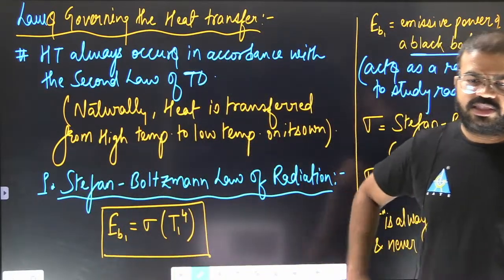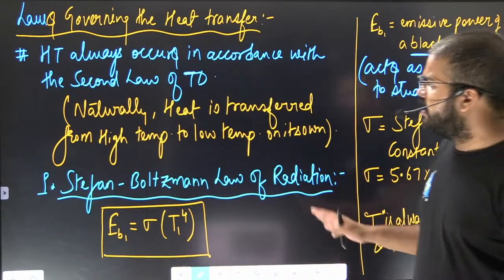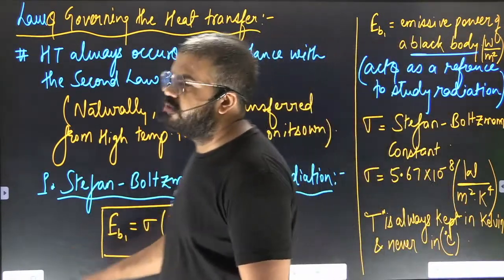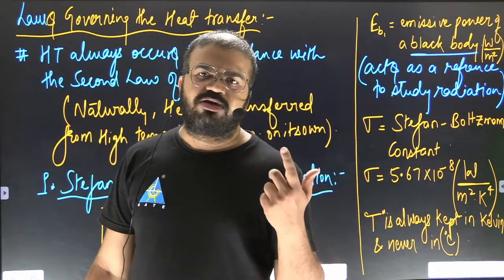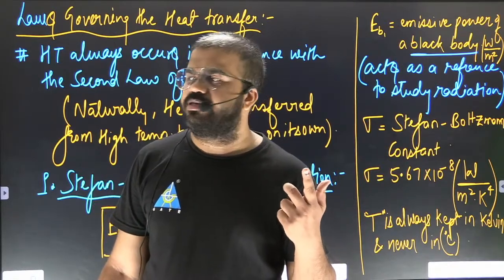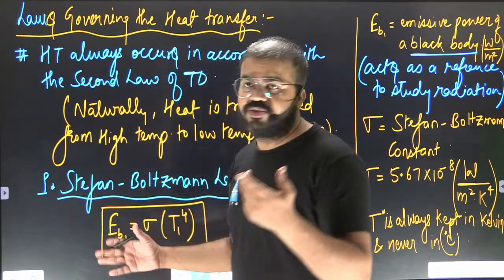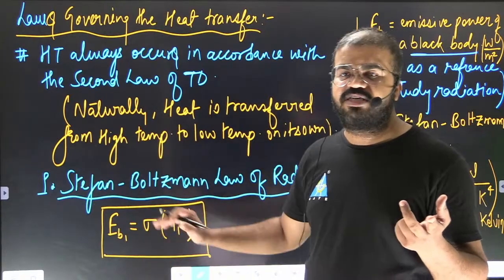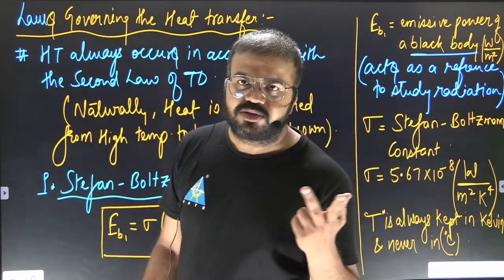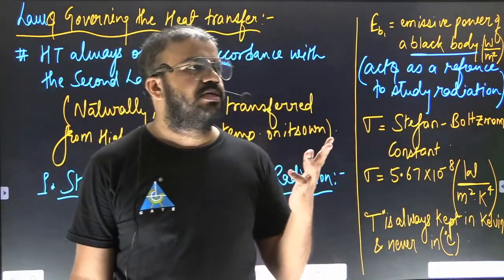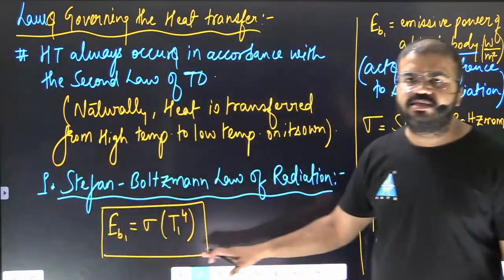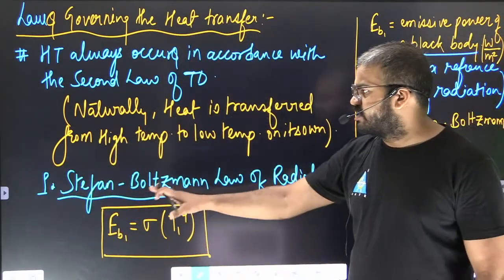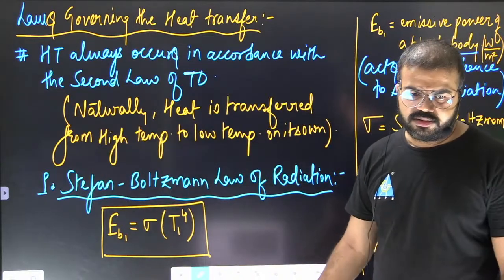So that, my dear students, is the governing law, although there are different laws as well. Kirchhoff's law is there, we'll study. We'll also study Planck's law, which is very important. Planck's law is a universal law, and with its help you can also derive this law. You'll have Lambert's cosine law and Wien's displacement law. But this, for starters, is one of the laws governing radiation.